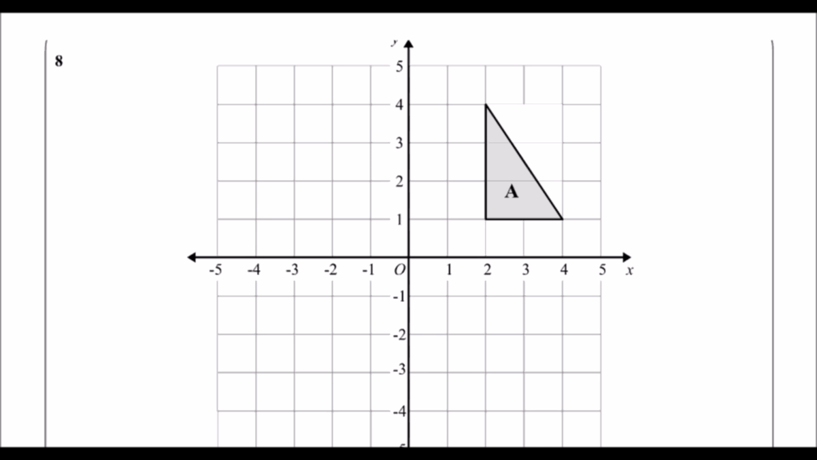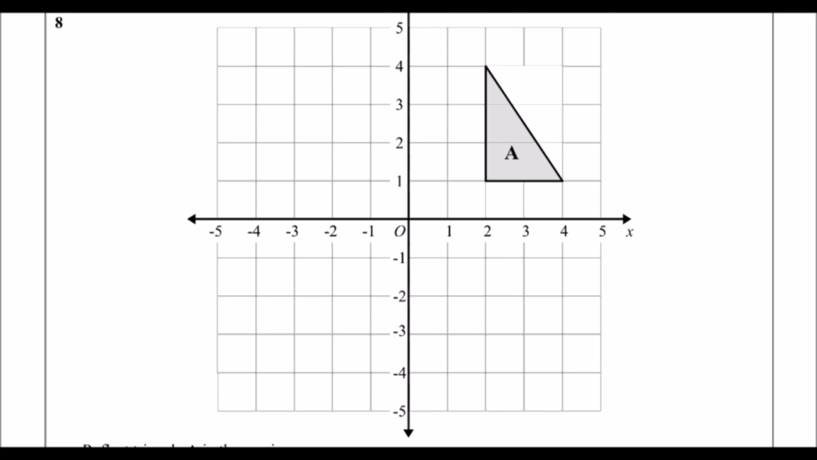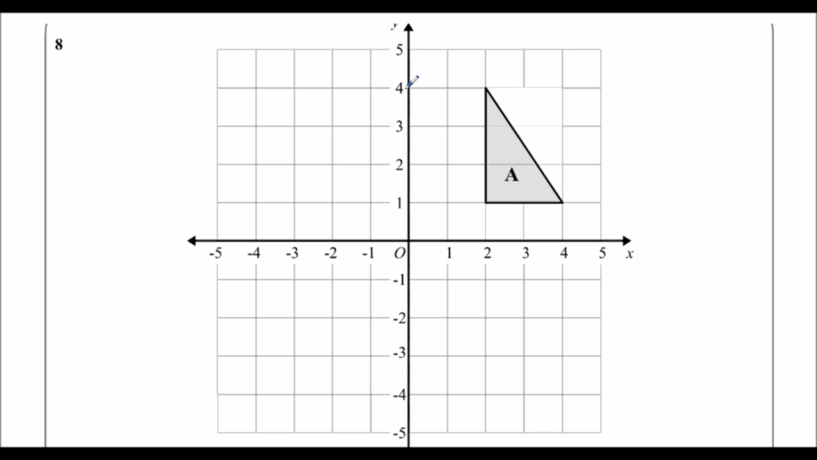Question 8. Reflect triangle A in the y-axis. So the y-axis is here. So this is our mirror line. The y-axis is our mirror line. That's the y-axis. So all the points on triangle A are going to be the same distance away from the mirror line on the other side.